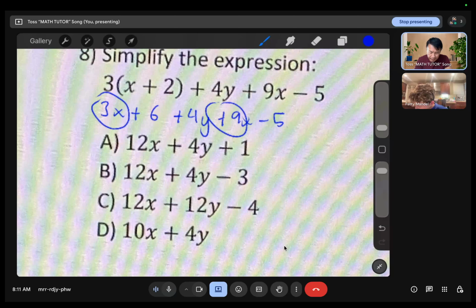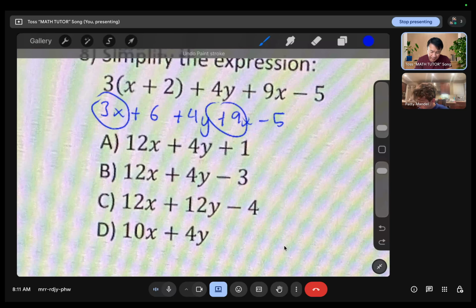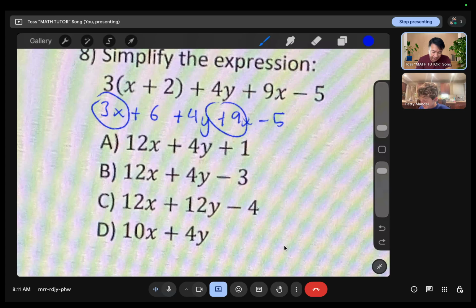And there's nothing combined with the y term. So you just bring it down, but then the 6 minus 5. But don't forget, the minus belongs to the 5 in front of it. So that's why you would subtract. And 6 minus 5 is 1. So it's A. Very good.